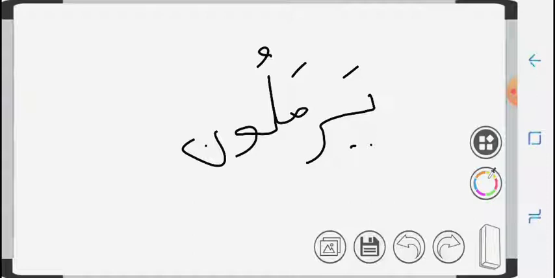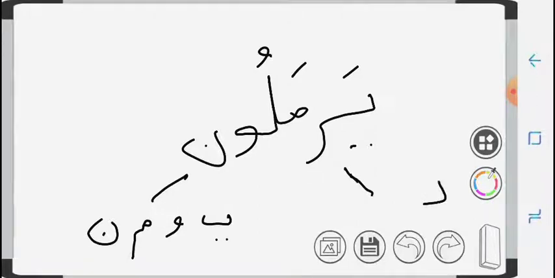Now I'm going to separate these, because this is what we would do. Typically you would remember it by this. In Yarmaloon, you'll have the letters ya, waw, mim, and noon on one side. On the other side, I'm going to put lam and ra. I'll draw the lam a little bit clearer. So on one side you've got Yumin, and on the other side you've got lam and ra.